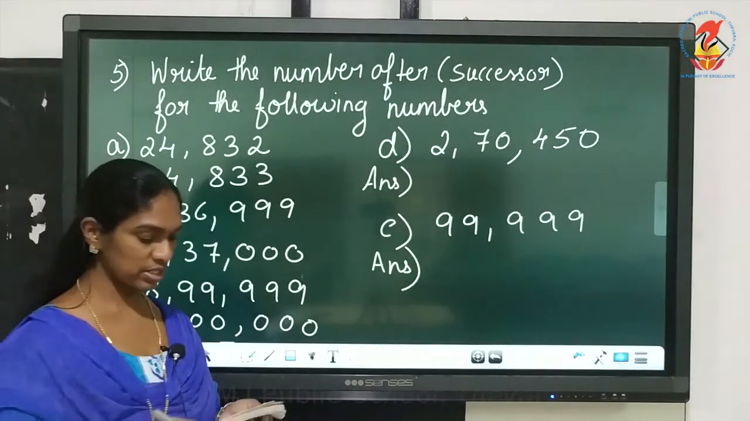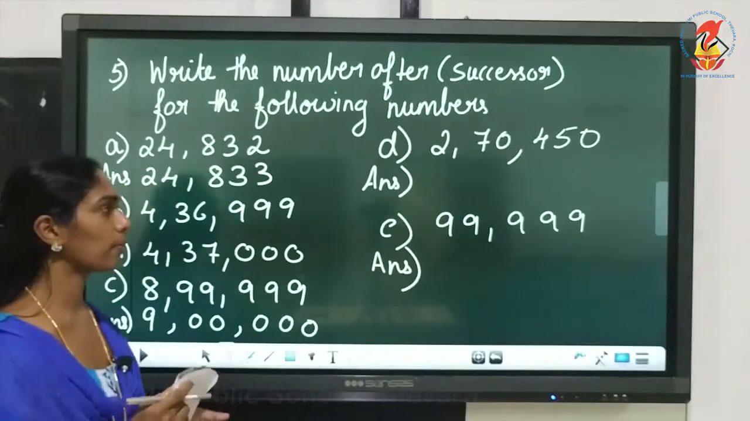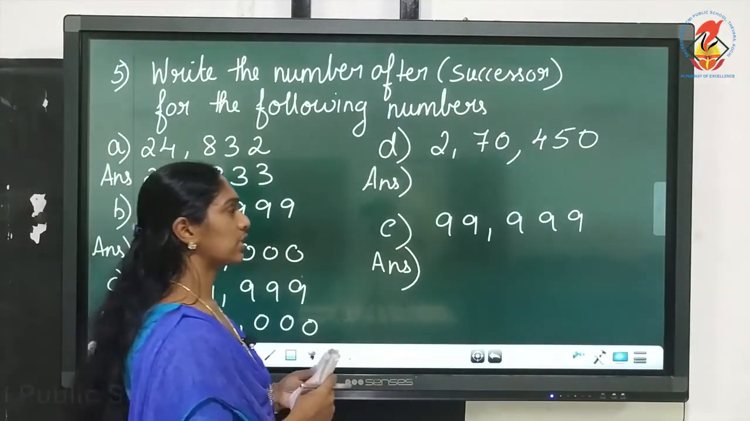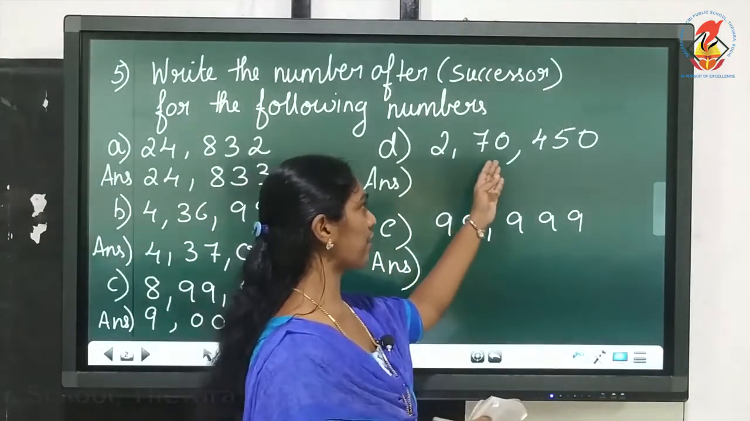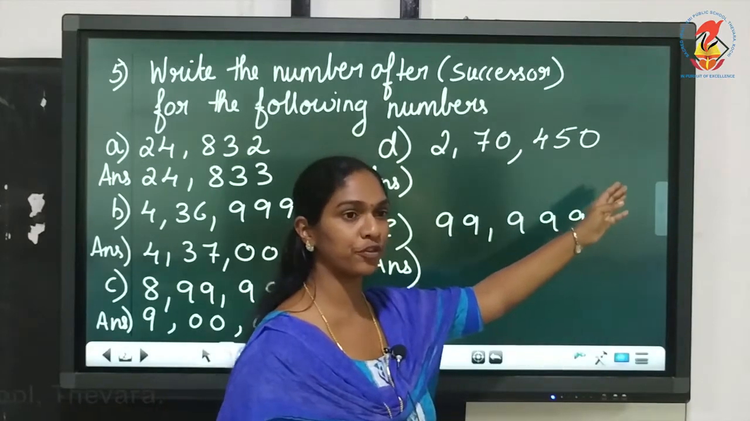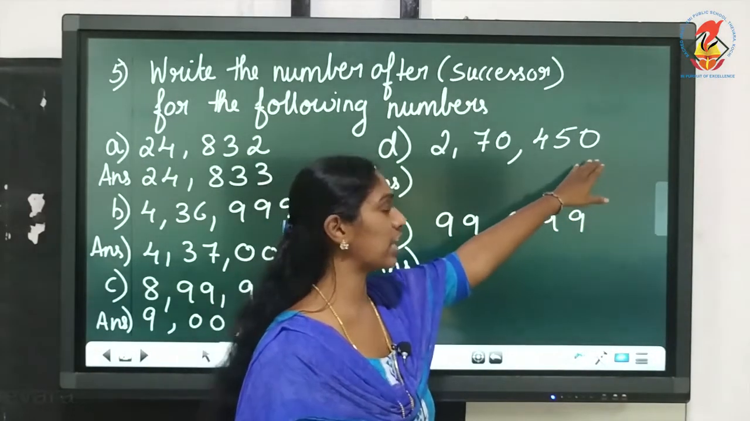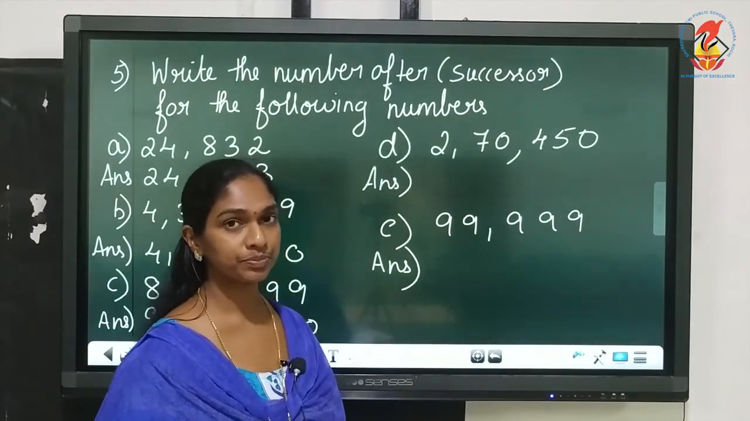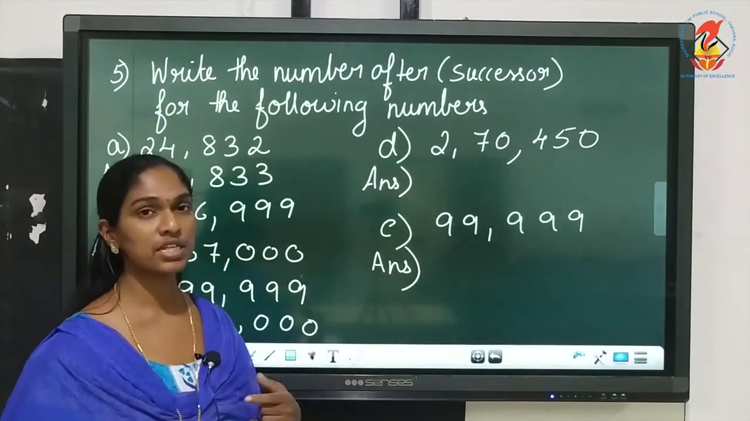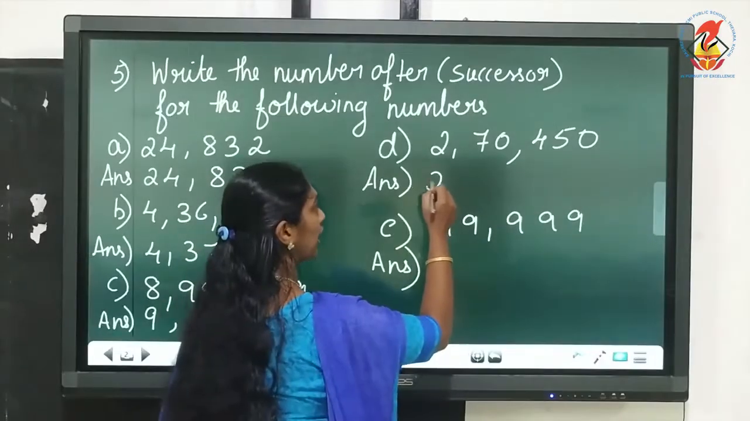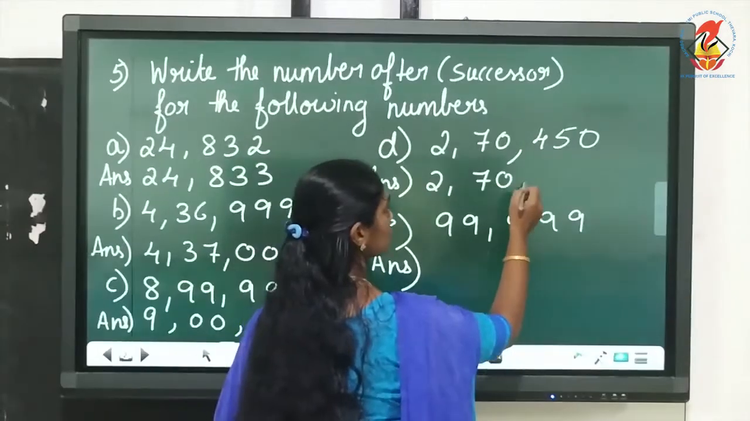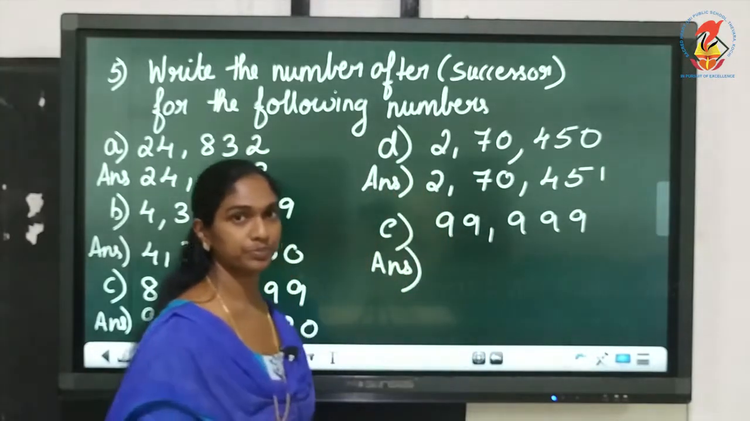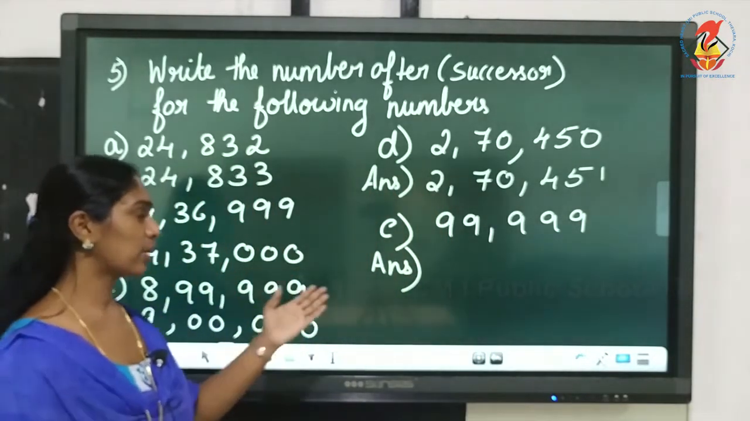Just try these 2 questions, children. Yes, 2,70,450. Again, check the last digit. It is 0. After 0, what is the next number? After 0, the next number is 1. So, 2,70,451.